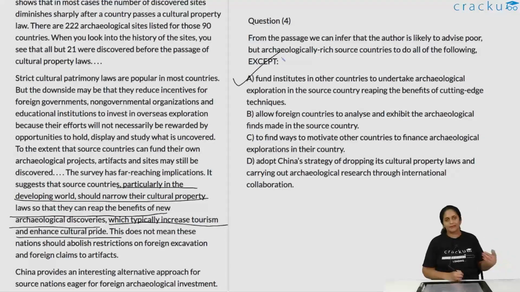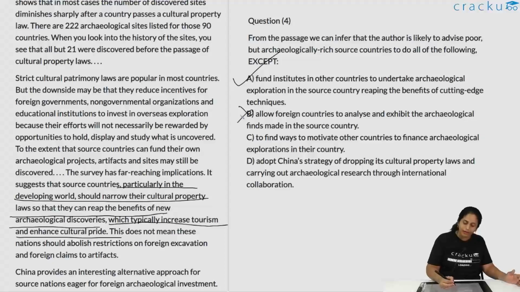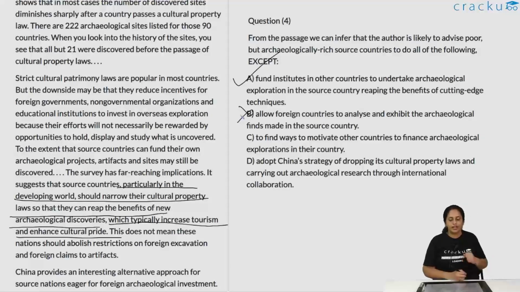Let's take a look at A, B, C, D as well. Option A: Allow foreign countries to analyze and exhibit archaeological discoveries made in the source country. This he would agree with, because he is essentially arguing for a collaborative approach. You take it for some time, then you give it back to me, and that time is basically your incentive to dig. So this is something that he would agree with. You have to give those people at least access to this particular discovery for some time, so that they are also incentivized to dig.